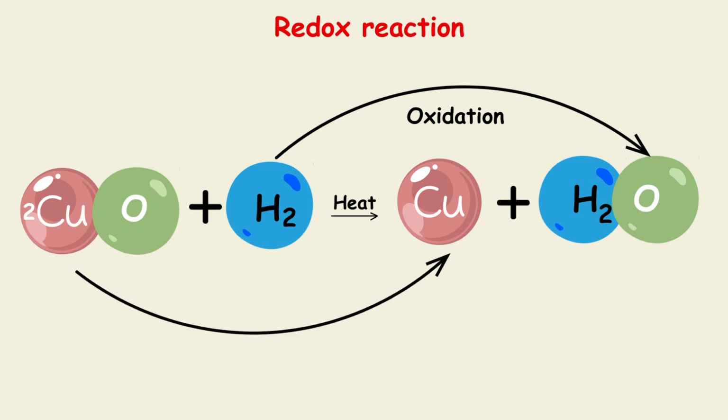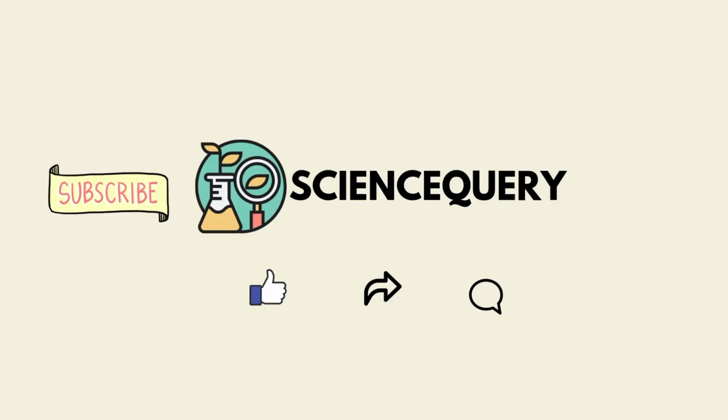During this reaction, the copper oxide is losing oxygen and is being reduced. The hydrogen is gaining oxygen and is being oxidized. In other words, one reactant gets oxidized while the other gets reduced during the reaction. Such reactions are called oxidation-reduction reactions or redox reactions. Well, that is all about chemical reactions and its various types.